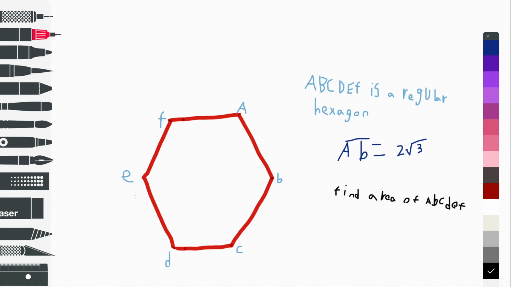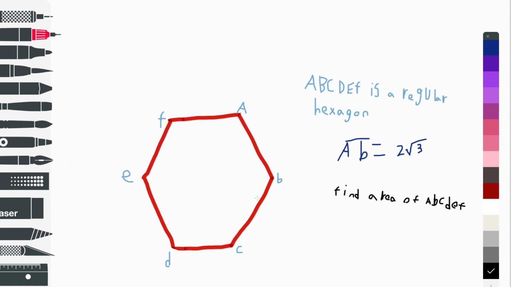It tells us here that ABCDEF is a regular hexagon. That means all the sides are the same. AB is equal to BC, which is equal to CD, which is equal to DE, which is equal to EF, which is equal to FA. And that means all the angles are equal too. So if this angle was, say, 120 degrees, this would also be 120 degrees, and all of them would be the same.